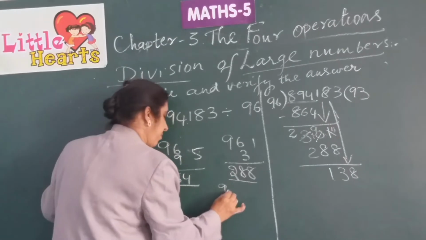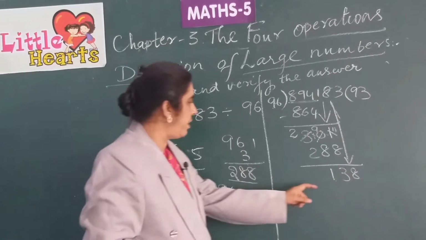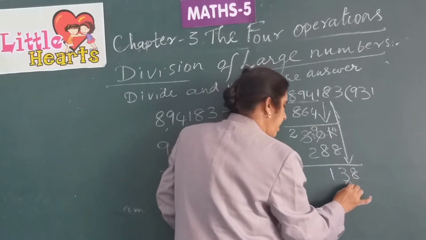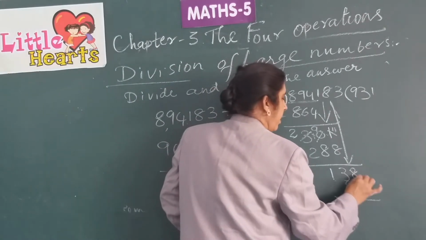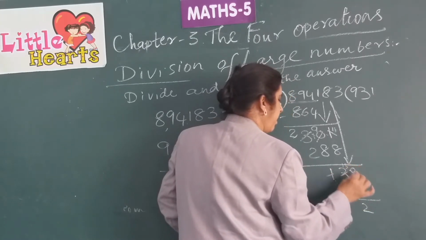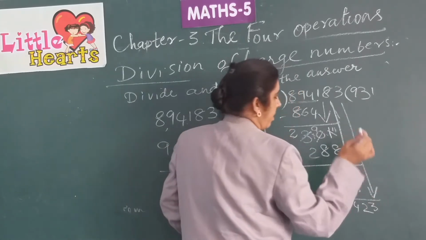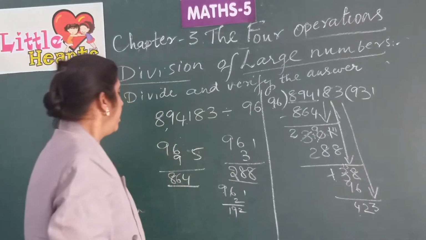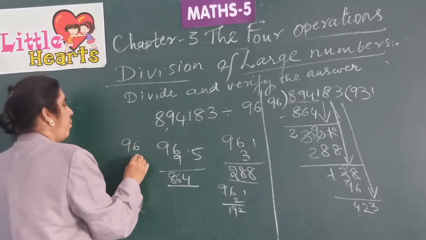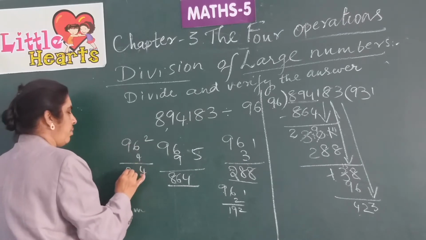96 2s are 192. As it is greater than this number, we shall go with 96 1s. 96 1s are 96. 8 minus 6 is 2. 13 minus 9 is 4. And bring down 3. 423 we have now. 96 3s are 288. We shall go with 96 4s. 4 6s are 24, 4 9s are 36 plus 2 is 384.